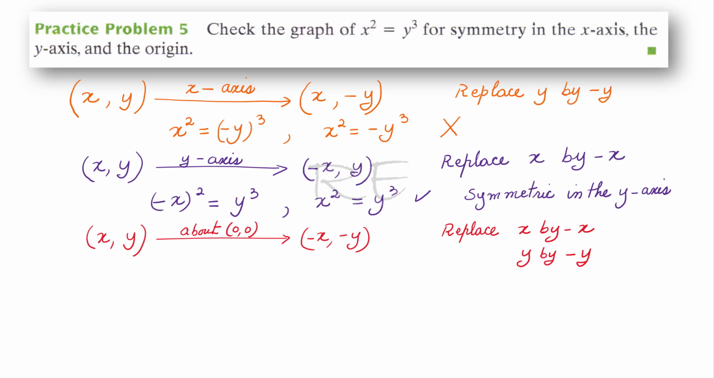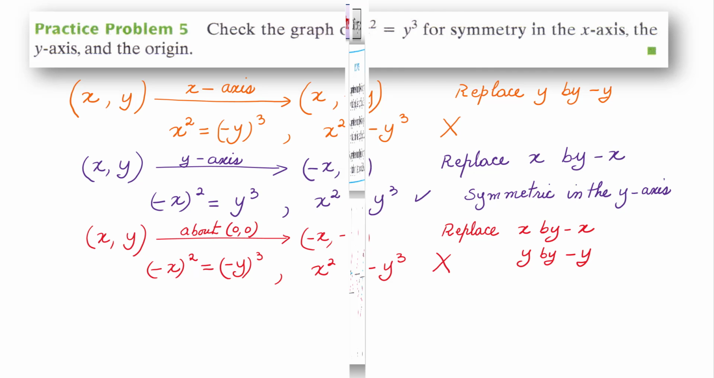Symmetry about the origin, we're going to replace x by negative x and y by negative y. If (x, y) belongs to the graph, (negative x, negative y) also belongs to the graph. So (negative x) squared is equal to (negative y) cubed, which means x squared is equal to negative y cubed, which is different from the original equation.